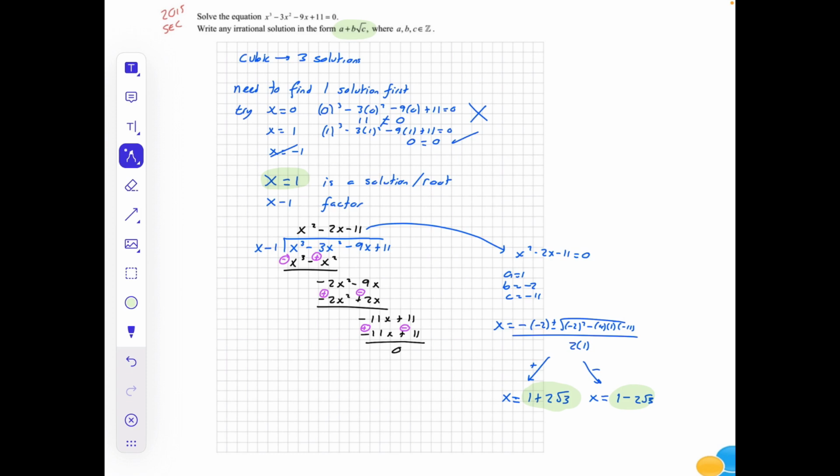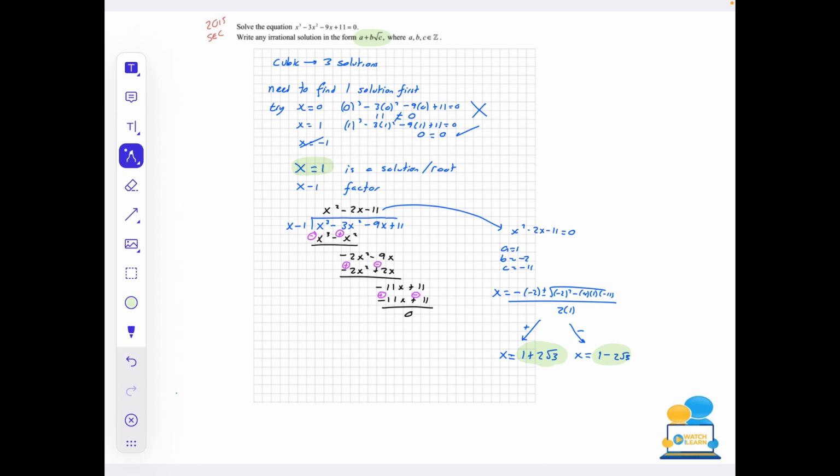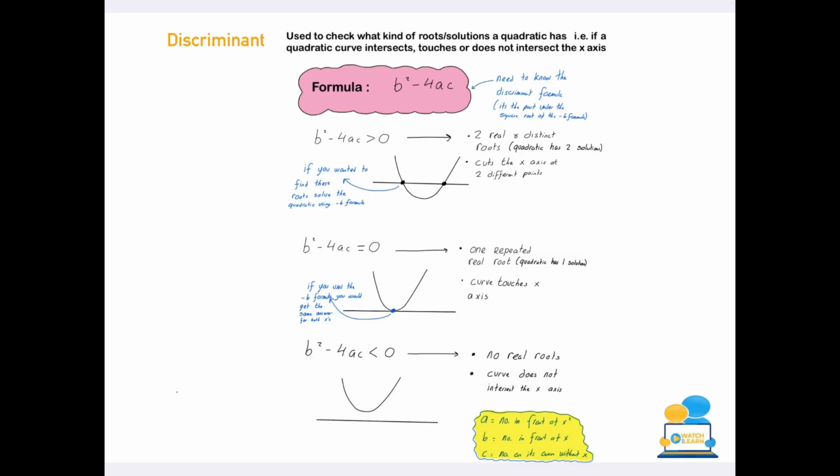So if they don't give you any, trial and error to find the first one, and then you're back to your normal factor theorem style question. Okay, that is the end of what we're going to do with the factor theorem. We're now going to move on for the second half of the video.